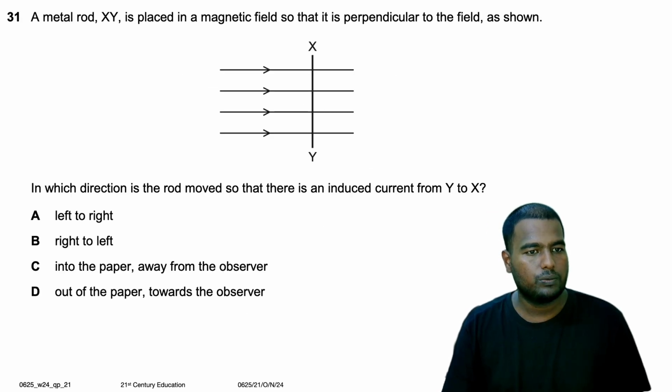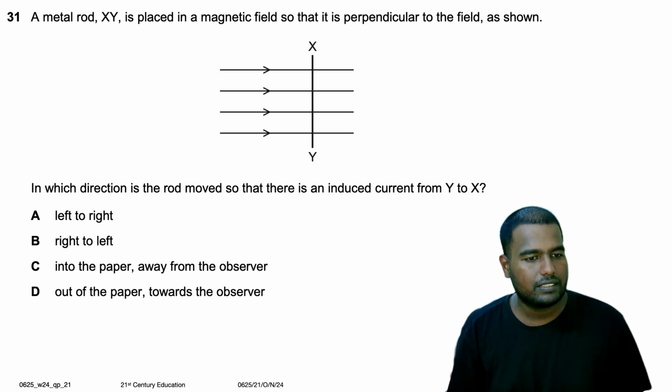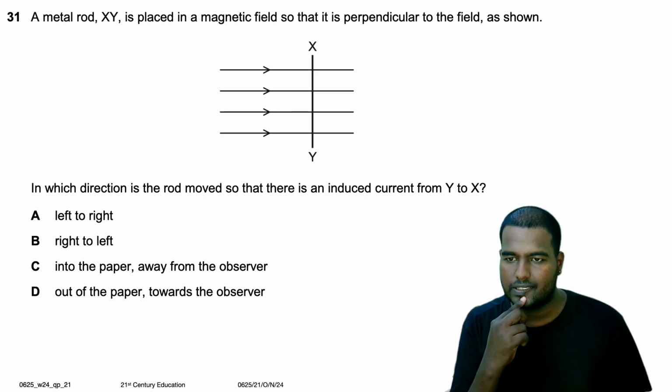A metal rod XY is placed in a magnetic field so that it is perpendicular to the field as shown. The magnetic field is in this direction, XY is in this direction, perpendicular. In which direction is the rod moved so that there is an induced current from Y to X?